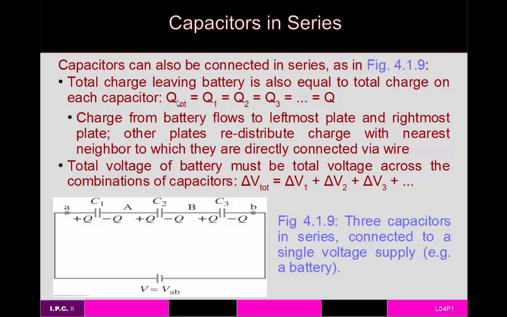So we write that as Q total equals Q1 equals Q2 equals Q3 equals etc. Q. So this is the charge on every capacitor. This is the potential drop across the series of capacitors, and it's given by the drop across 1 plus the drop across 2 plus the drop across 3.